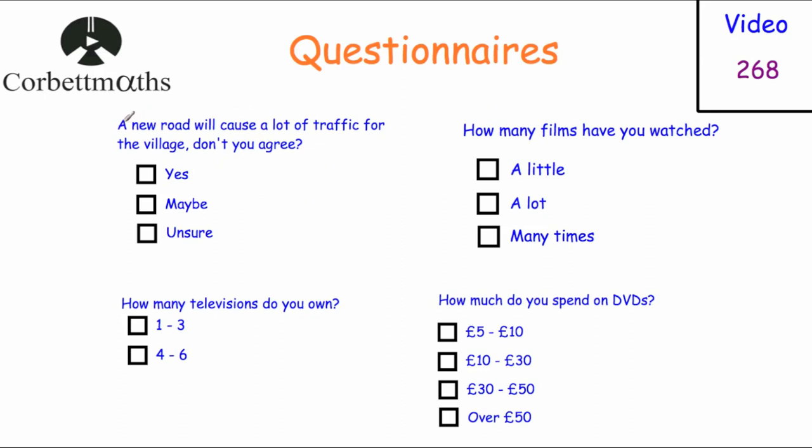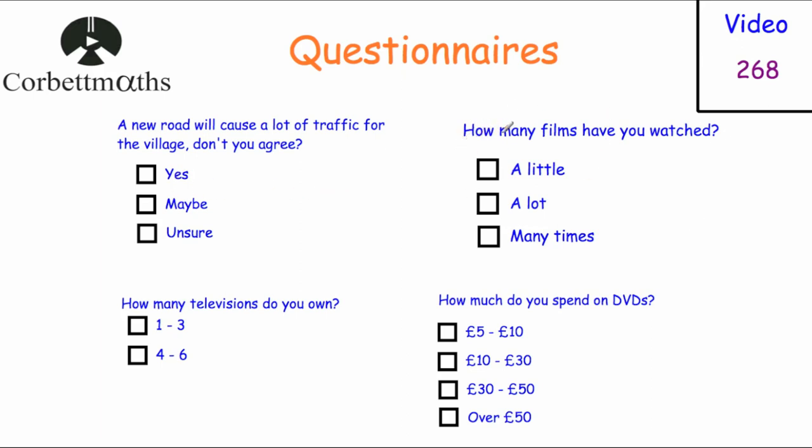The first one says, a new road will cause a lot of traffic for the village, don't you agree? So this is a leading question because it's wanting the person answering the question to agree with them. That's a problem. And even if you look at the options, you've got yes, maybe, unsure. There's no option for no, and the options are quite vague. So that's not a particularly good question. It needs to be not leading, and there needs to be options that are clear and cover all possible options.